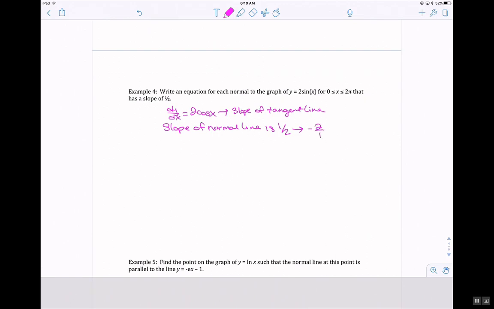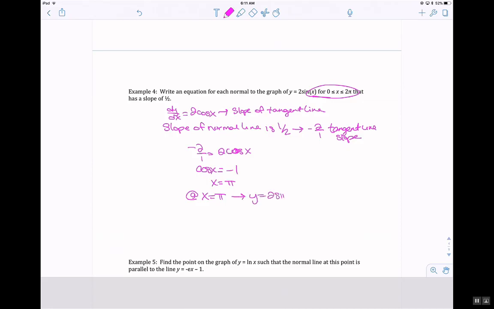Then I want to change this to negative 2 over 1 to get my tangent line slope. So negative 2 over 1 is equal to 2 cosine of x. Divide both sides by 2, so cosine of x is equal to negative 1. In the interval from 0 to 2 pi, x has to be pi, because the cosine of pi gives me negative 1.